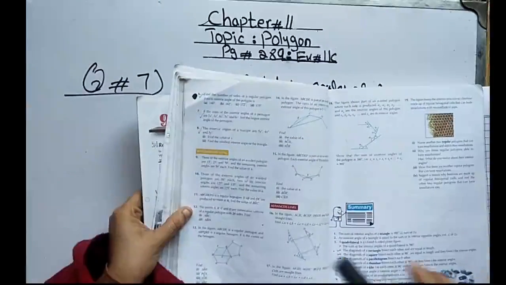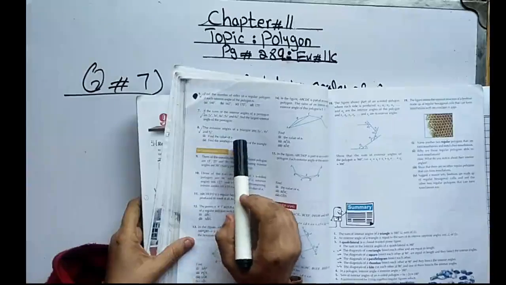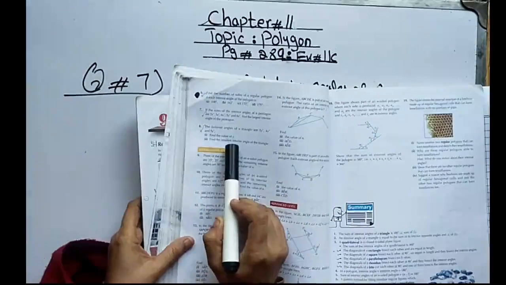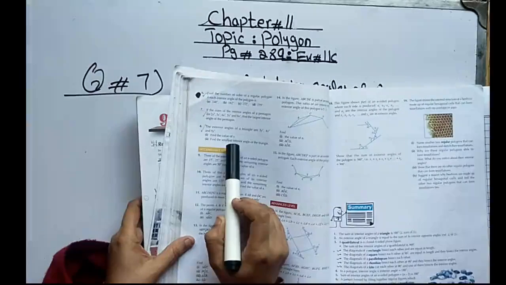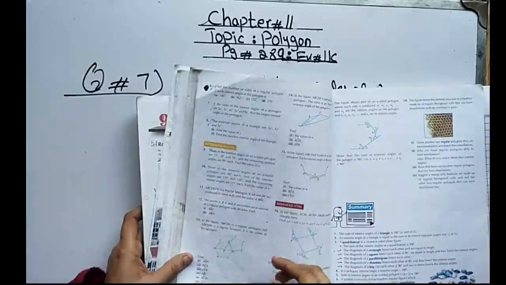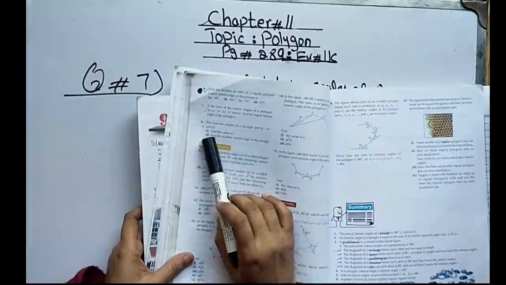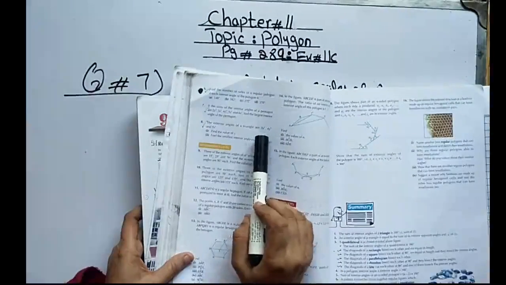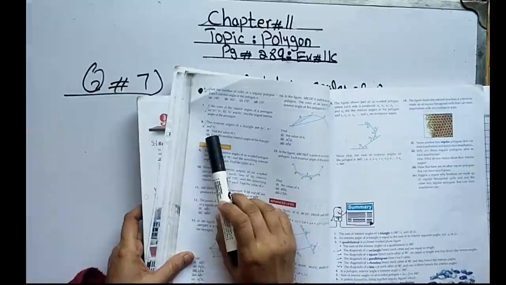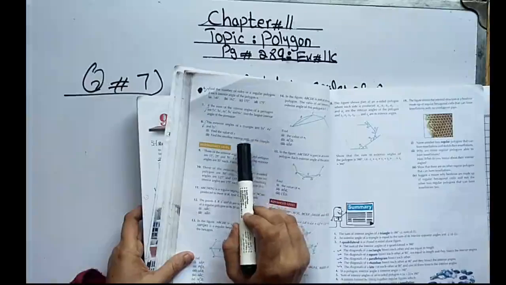Now the next question is the last question, number 8. The exterior angles of a triangle are given. Find the value of y. As we know, the sum of exterior angles of a triangle is equal to 360. So you will first write all these angles in addition form: 3y plus 4y plus 5y is equal to 360. Then you will find the value of y.